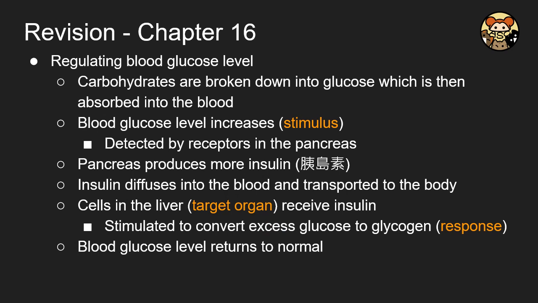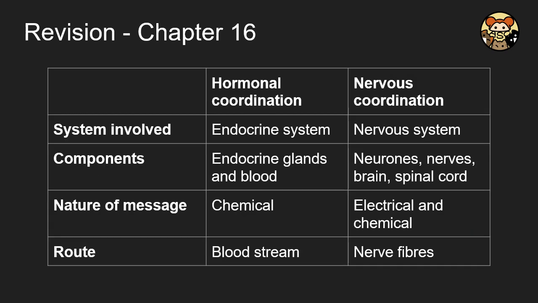And here is the general structure of how the regulation of blood glucose level is brought about. You may notice there is a stimulus, and then you have some target organs to produce a response. And the main point is that after everything, the blood glucose level returns to normal.